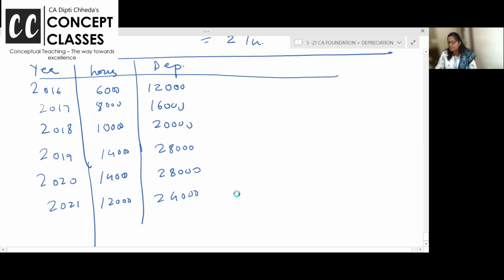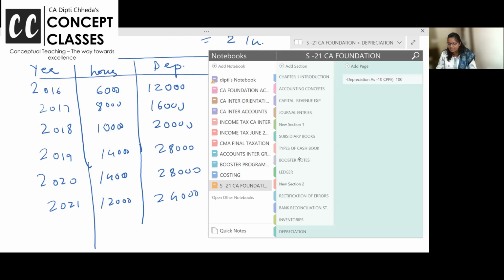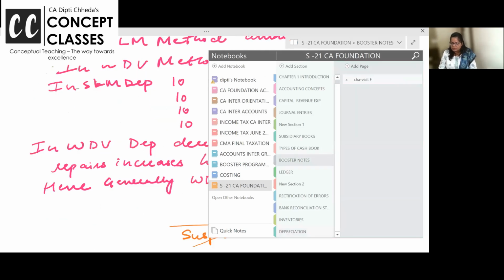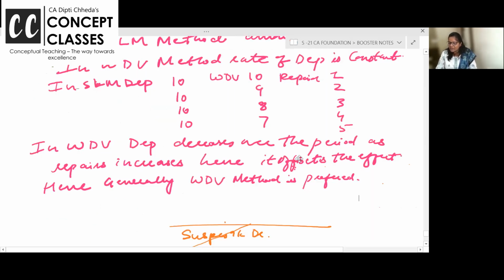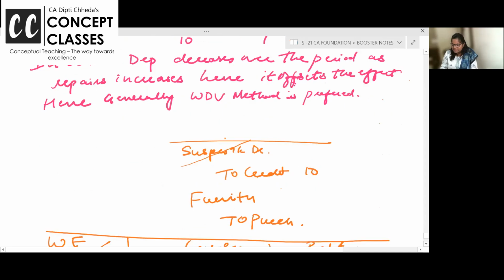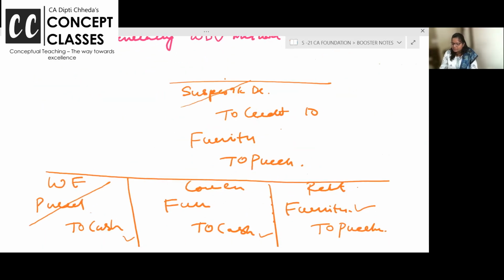Right. Let's go to our booster notes. We will write something there. All of you come to the booster notes. Yesterday, did you all understand this analysis I gave you? That if you follow the SLM method, it will be equal to WDV. So in WDV, as the depreciation decreases the repairs increase, so the overall impact is clear.